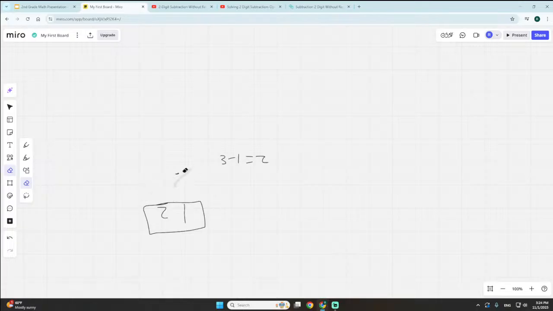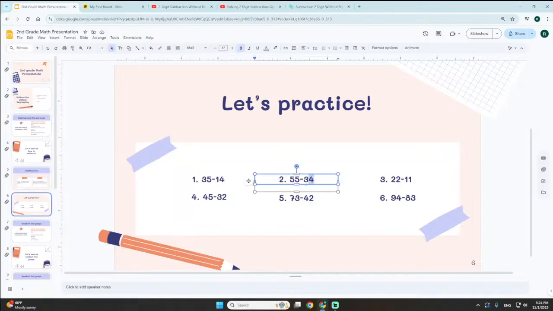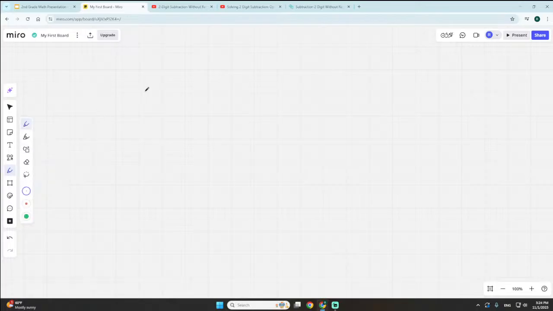And if you don't completely understand it, don't worry. We're going to do 5 more practice problems. So our next problem is 55 minus 34. So let's put that here. And I want you guys to try to set it up yourselves. As always, you guys will get a moment to solve it, and then I'll go over it.